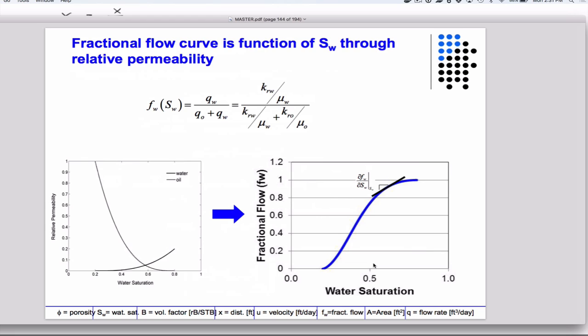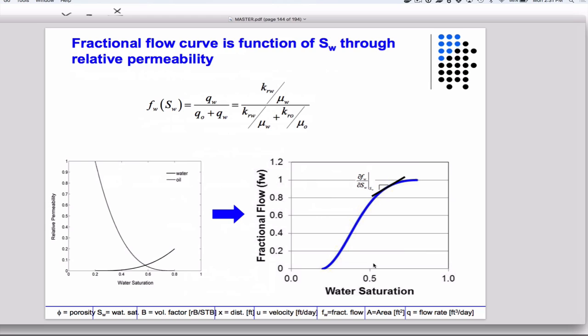And if you plug in Darcy's law to those equations, then everything cancels except for the relative permeabilities and viscosities. Okay? Because the area is the same, the pressure gradient is the same. The pressure gradient is the same because there's no capillary pressure, right? So the pressure of water is the pressure of oil. And so the pressure gradients are the same, and everything cancels. And you just get that relationship over there.